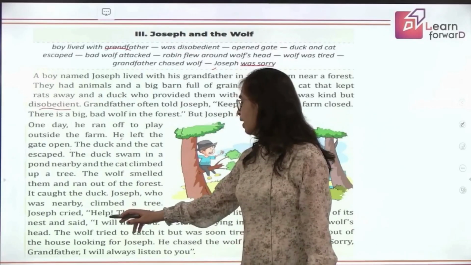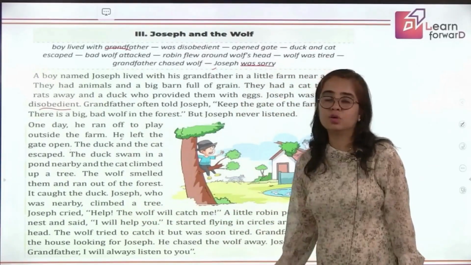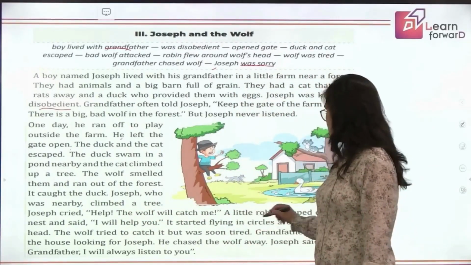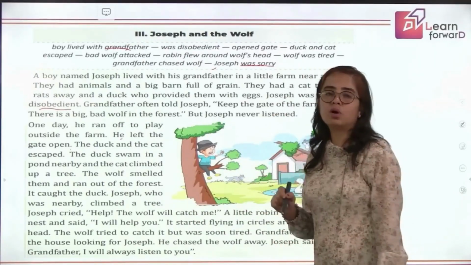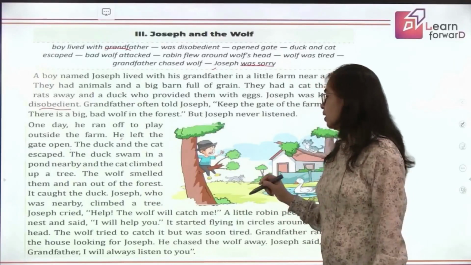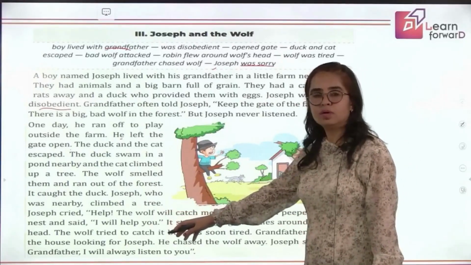He cried, "Help, the wolf will catch me." So he got scared now. A little robin peeped out of its nest and said, so there was a bird robin. It peeped out and it said, "I'll help you. Don't worry. I'll just help you out."